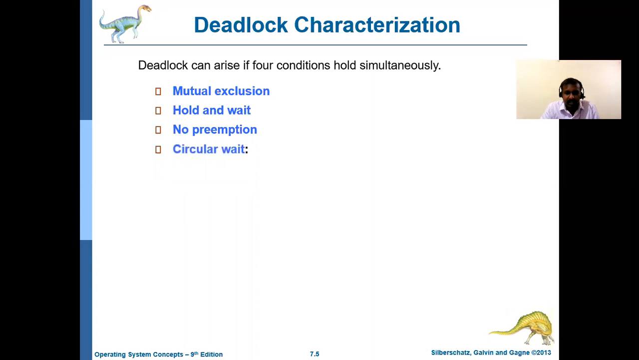And the fourth is circular wait. Circular wait in the sense, say you have n processes starting from P0, P1, up to Pn, so at last we have Pn minus 1, and then we have Pn.